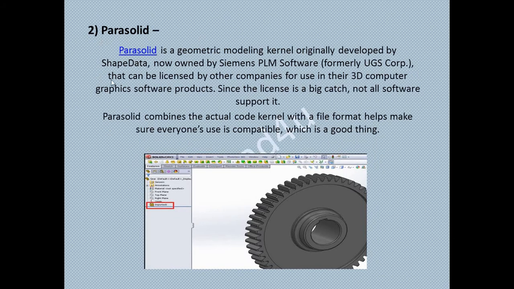Second one is Parasolid. Parasolid is a geometrical modeling kernel originally developed by Shape Data, now owned by Siemens PLM, that can be licensed by some other companies for use in their 3D computer graphics software products. Since license is a big catch, not all software support it. Parasolid combines the actual code kernel with the file format, which helps make sure everyone's use is compatible, which is a good thing. Parasolid file formats are imported and exported as shown in the below figure.